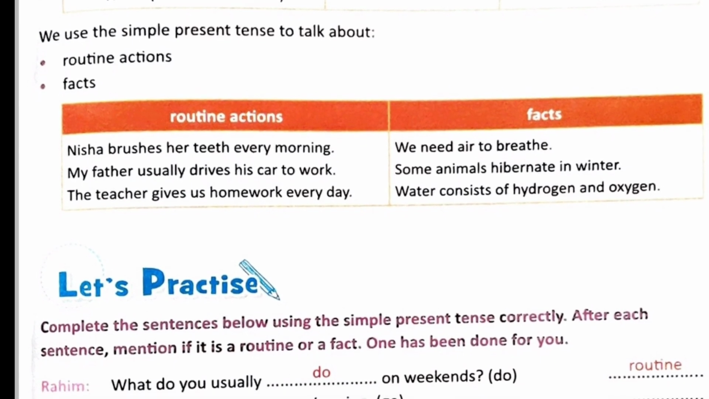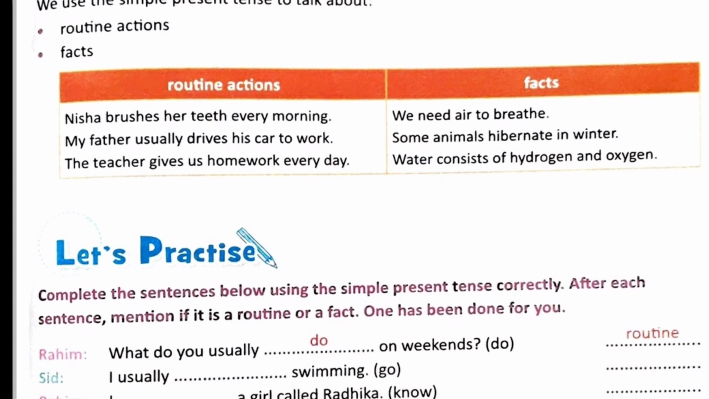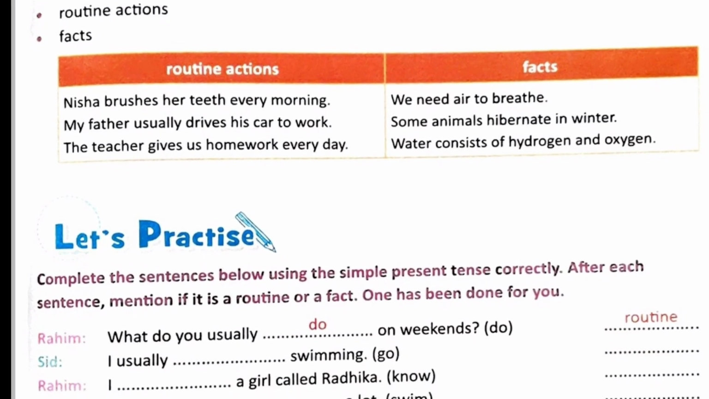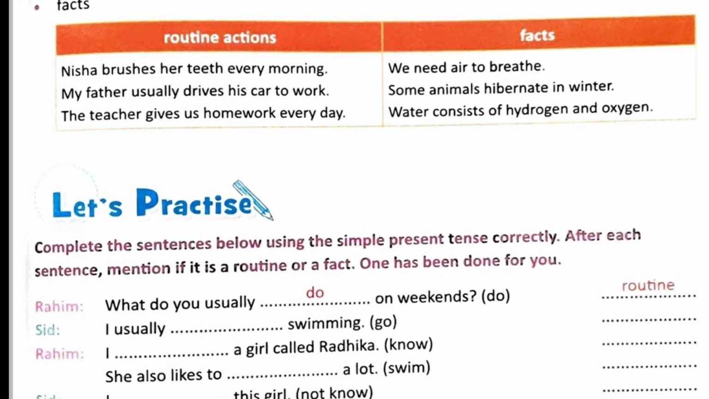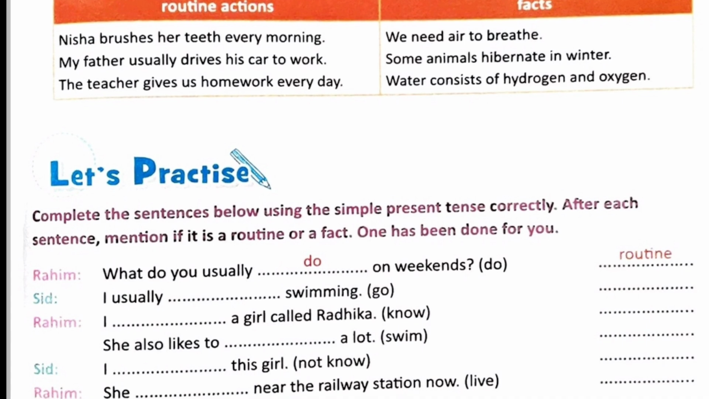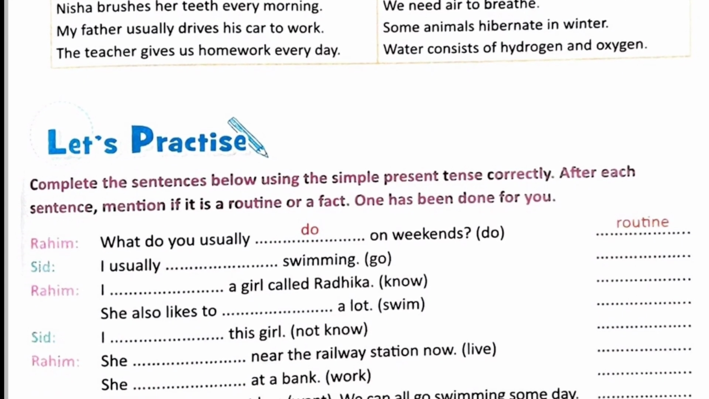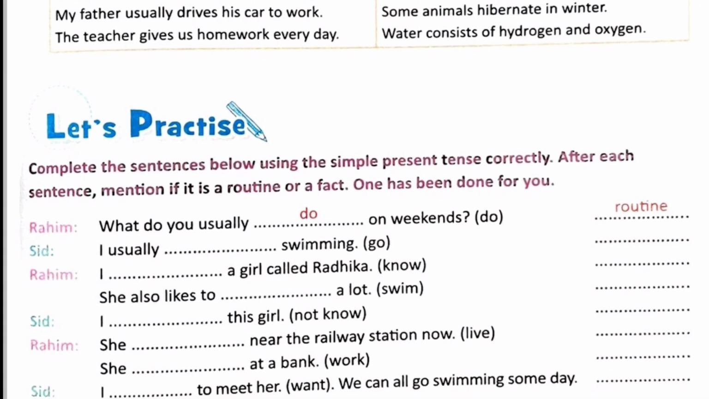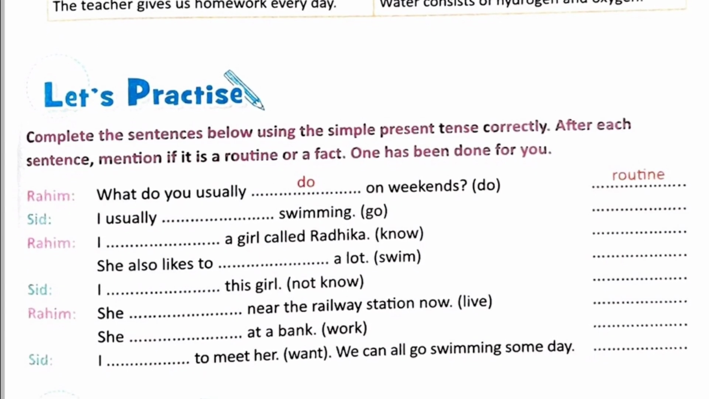Complete the sentences below using the simple present tense correctly. After each sentence, mention if it is a routine or a fact. One has been done for you. Rahim says, "What do you usually do on weekends?" So do here is the routine action. Similarly, you have to fill in these blanks using the simple present tense and then you have to state whether it's a routine or a fact.